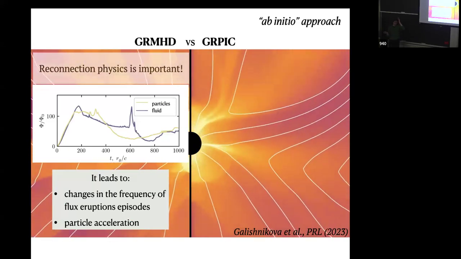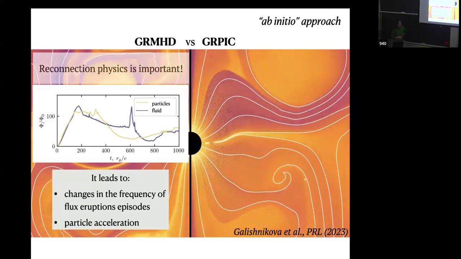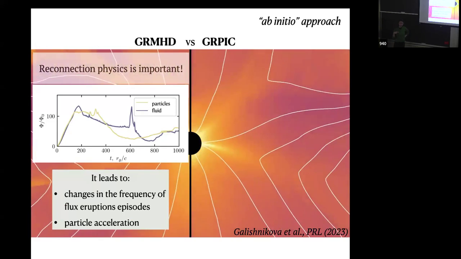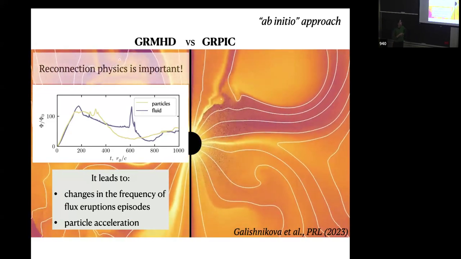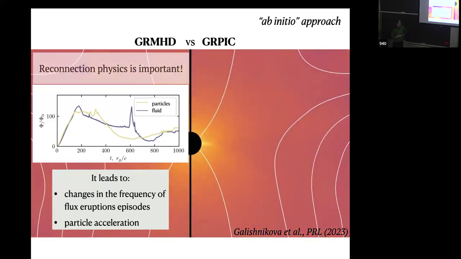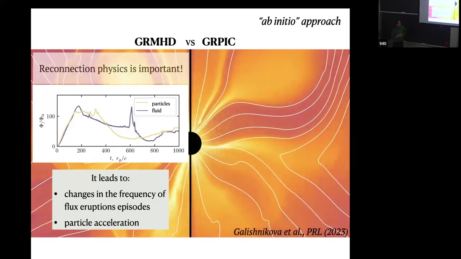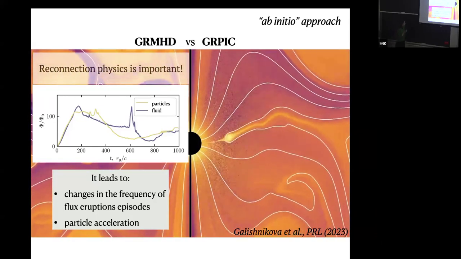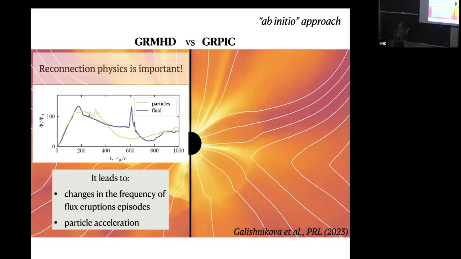One point that I stressed is that the reconnection physics is important, and that it regulates the time for the magnetic flux to evacuate from the black hole's event horizon. We can measure the magnetic flux at the horizon as a function of time. Here I show the kinetic approach with this light line and the fluid approach here. They are quite similar, but also different in some details.